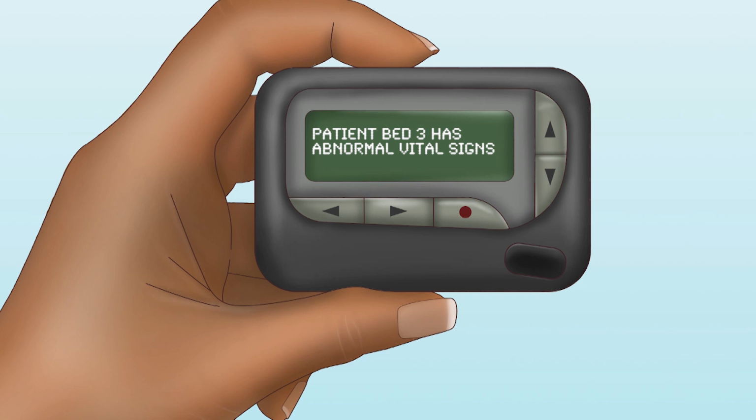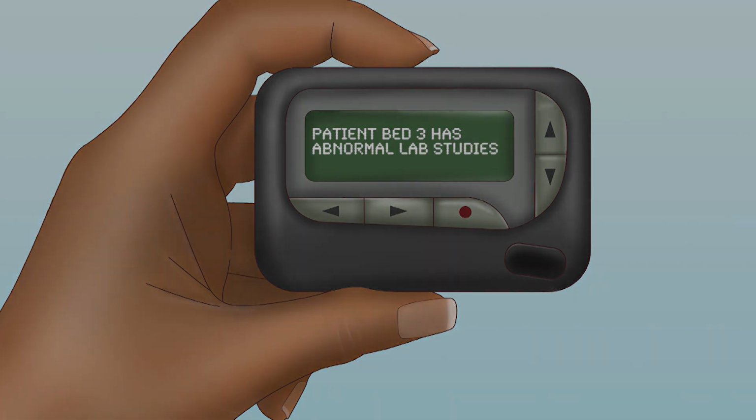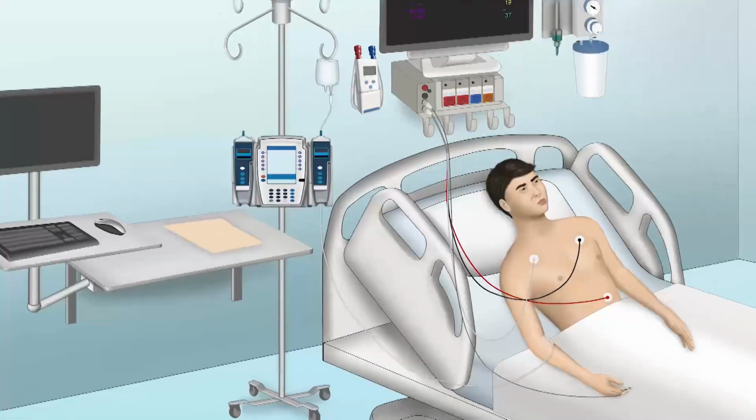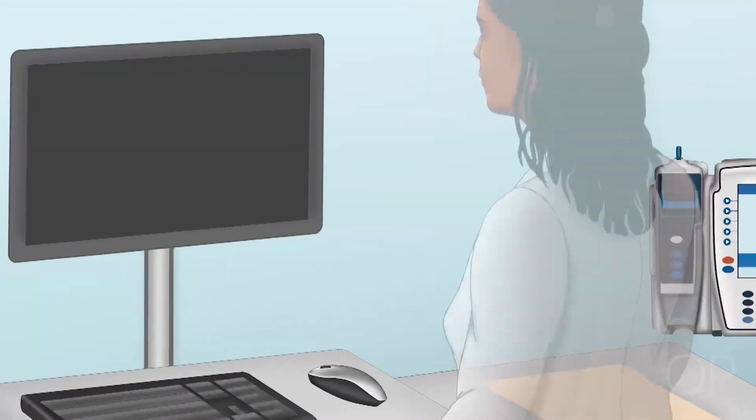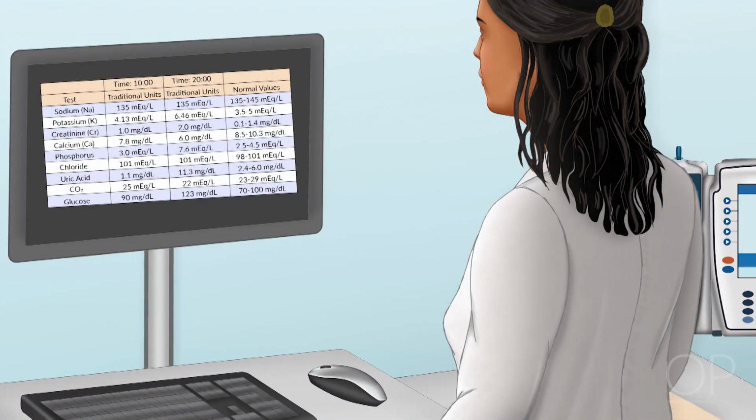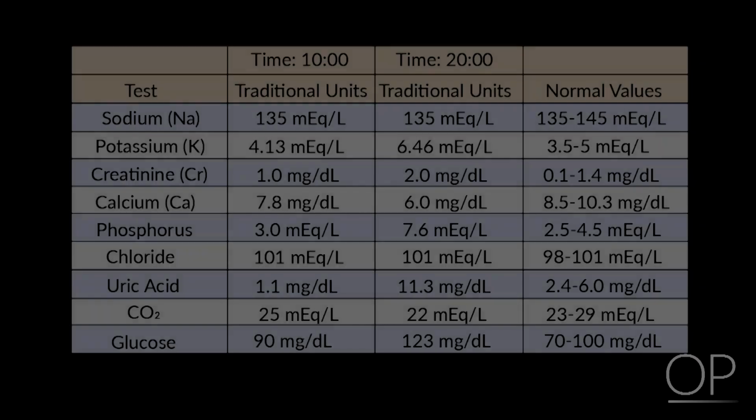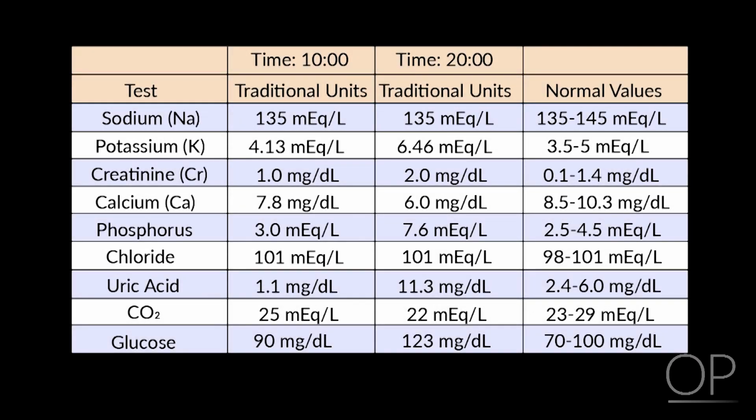These state that the patient has abnormal vital signs, abnormal physical exam, as well as abnormal lab studies. After getting the pages, you go and look at the patient's chart and you look up what the values are. And you notice, for the most part, you have many normal labs at 10 a.m. For example, the calcium was at 7.8, creatinine was 1, uric acid was 1.1. It's now 8 p.m. and you've now repeated these labs.